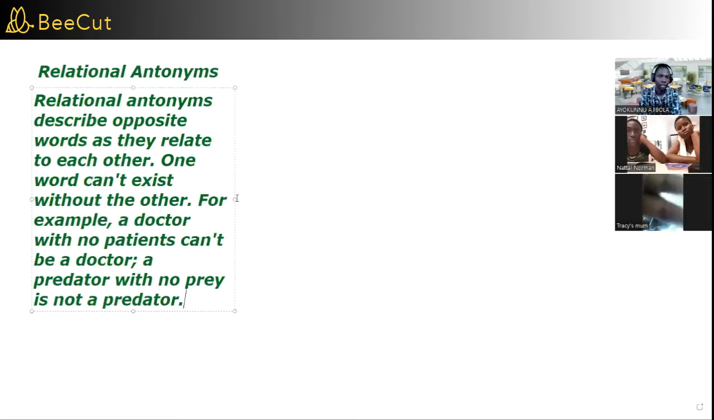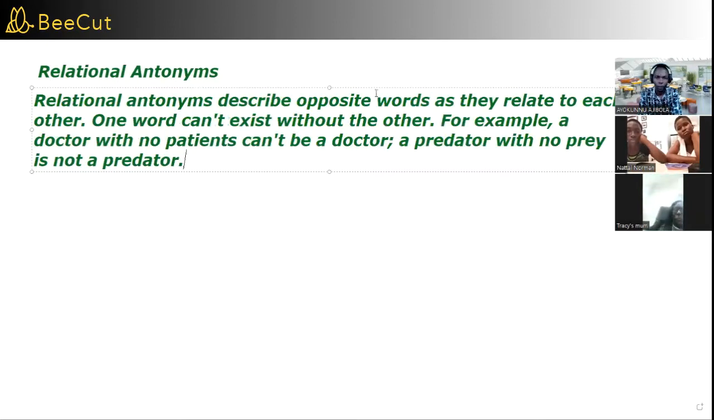So, let's see what that is. The relational antonyms. Relational antonyms describe opposite words as they relate to each other. So one word can't exist without the other. For example, doctor and patient are antonyms. Predator and prey are antonyms. Teacher and students are antonyms. Are you taking note of that?